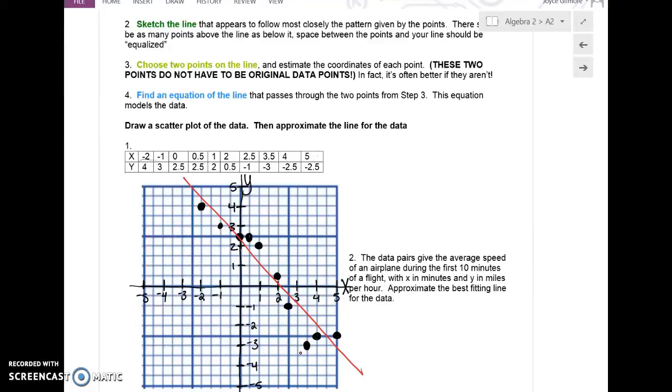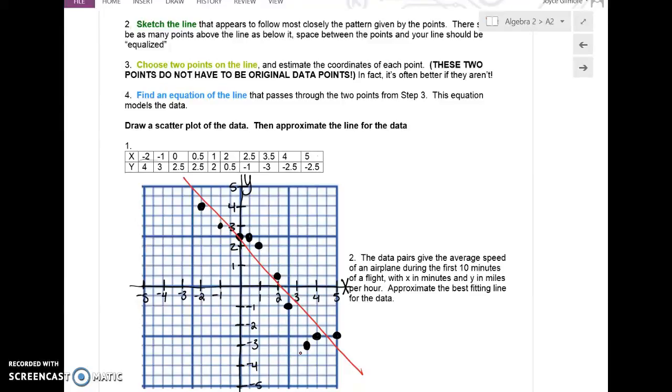Okay, the next step is going to be very different because your line is different from my line. The next step is to choose 2 points on your line and estimate the coordinates of each point. These 2 points do not have to be original data points. In fact, it is often better if they are not original data points.